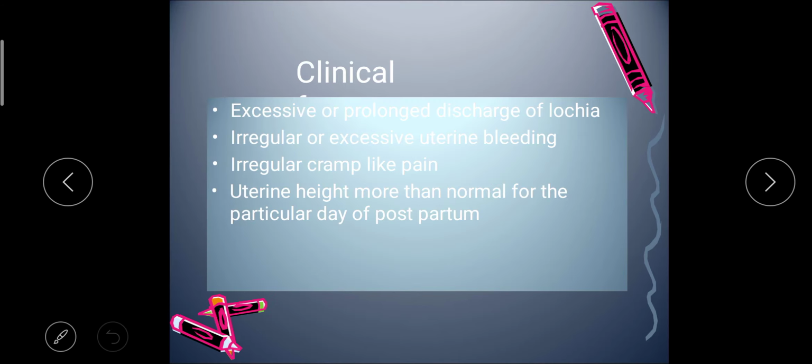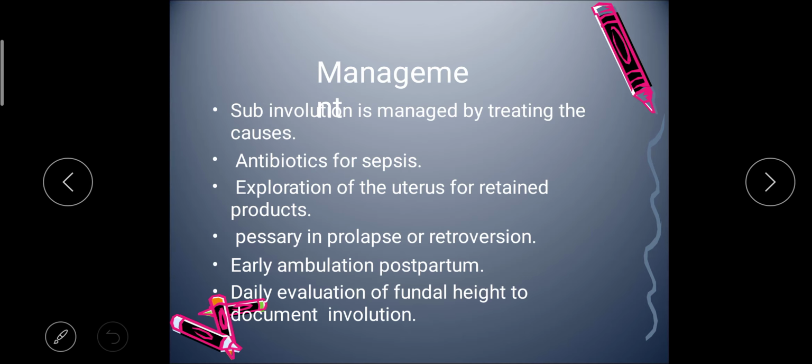Next one is the clinical features. What are the causes we have studied previously? These are the predisposing factors. Now I'll tell you the clinical features, like excessive or prolonged discharge of lochia, irregular or excessive uterine bleeding, irregular cramp-like pain, and uterine height more than normal for the particular day of the postpartum. Normally we know that the fundus will reduce by 2.5 centimeter in 24 hours, but in this case it will not reduce like this, so we can come to know that the patient is having sub-involution of the uterus.